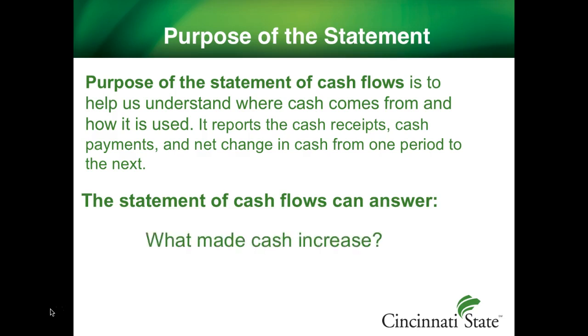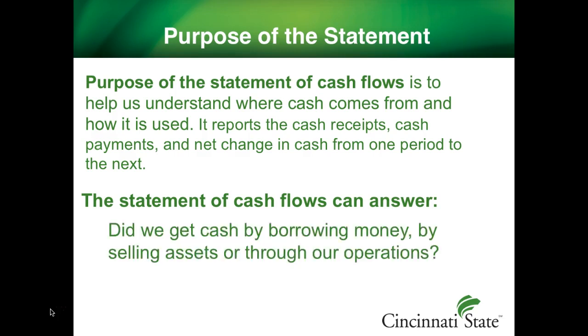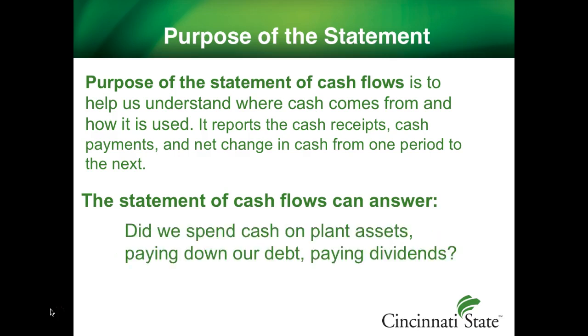What made cash increase? What made cash decrease? What did we spend money on? How did we generate cash? Did we get cash by borrowing money, by selling assets, or through our operations? Did we spend cash on plant assets, paying down our debt, or paying dividends?